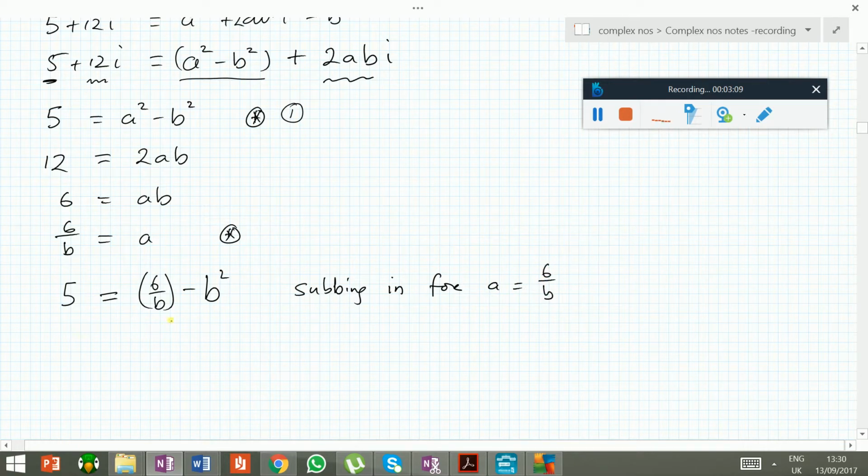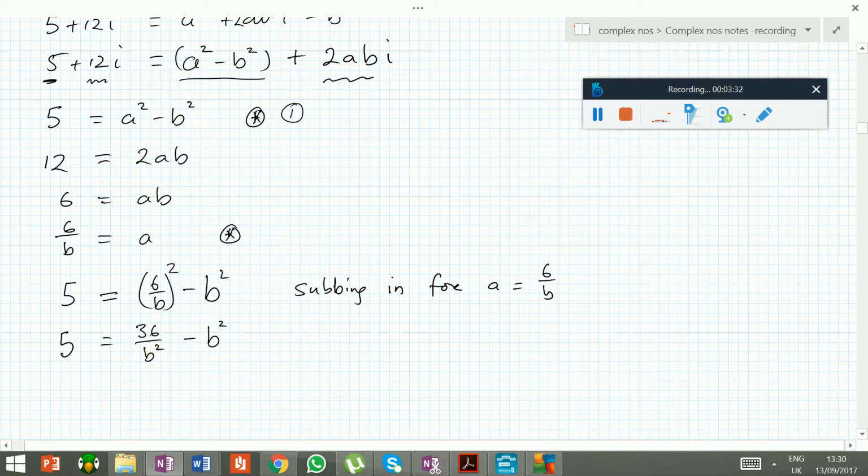All right, my next step is to get rid of the... sorry, that's got to be a squared, excuse me. You see a squared up here and a squared here. So let's first square that up. That's 36 over b squared minus b squared equals 5.